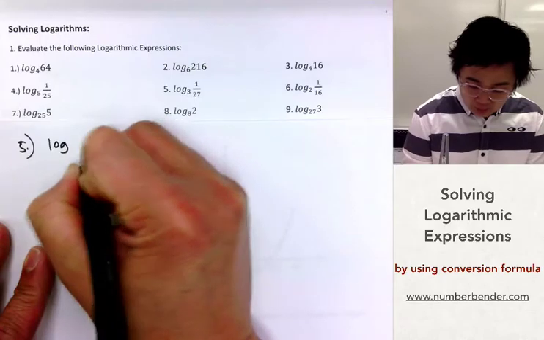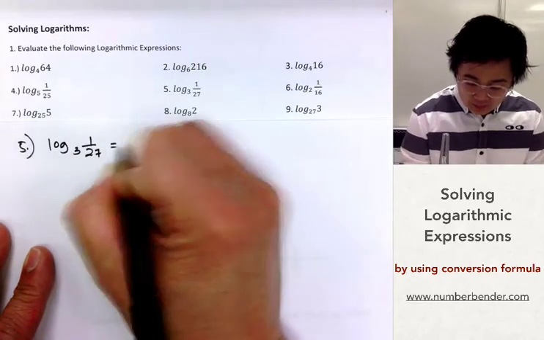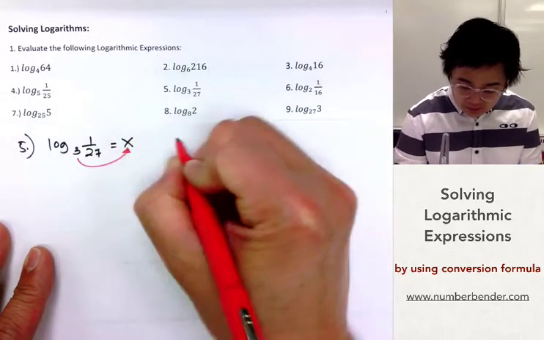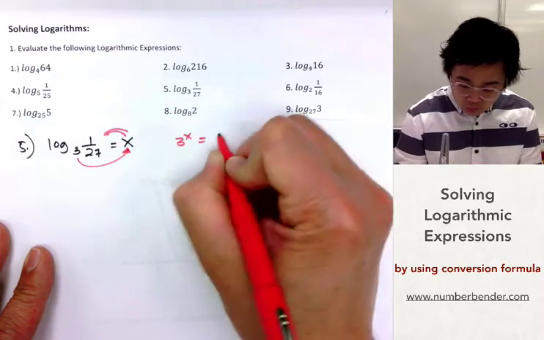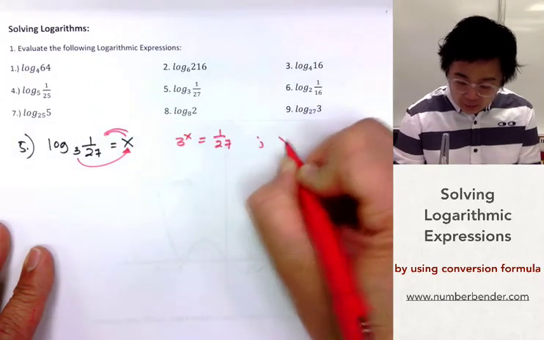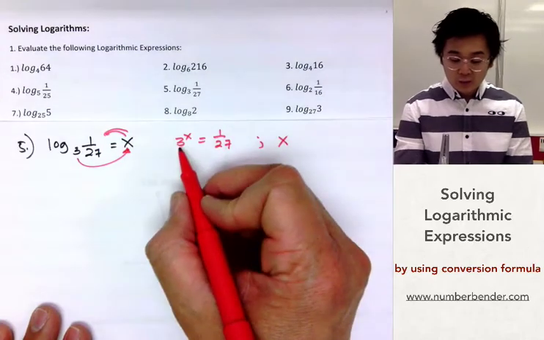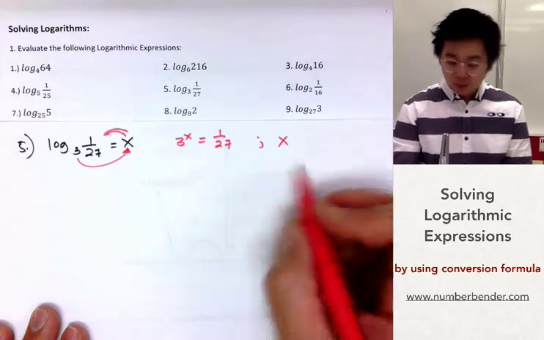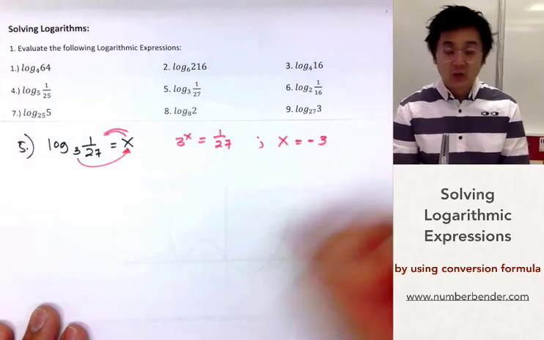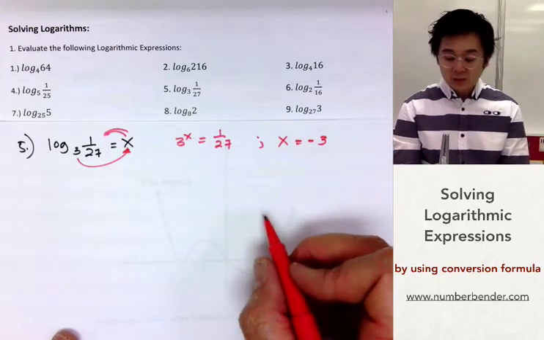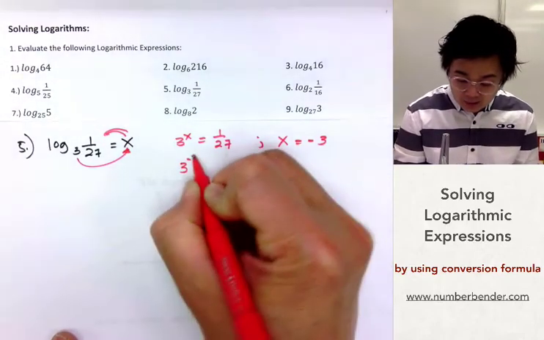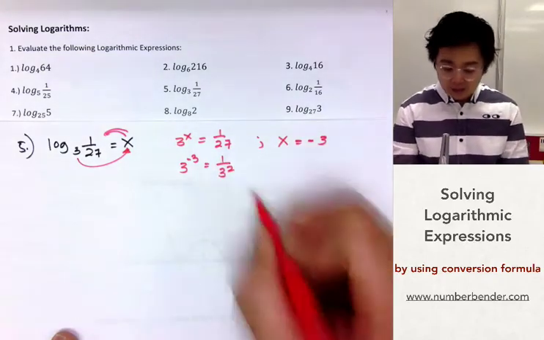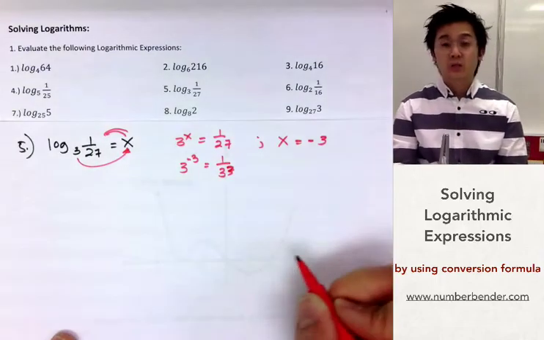Logarithm of 1 over 27 base 3. Let's equate it to x. So when we convert it, we'll have 3 to the x equal to 1 over 27. And since we're looking for that exponent, we know that if we raise this to 3, 3 times 3 times 3 is 27. And since we need the reciprocal, we need the negative value of that exponent. So we have x is equal to negative 3, because if we have 3 to the negative 3, it will turn into 1 over 3 cubed, which is 27.